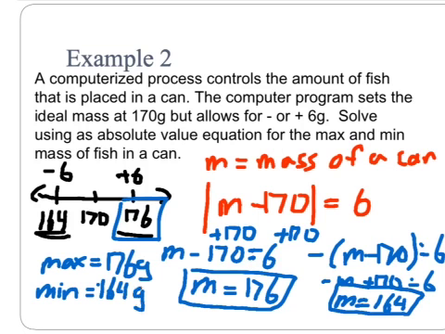Okay, so that's just another example. This one we had to come up with our own absolute value, but really not that difficult. Now let's just continue on looking at some more examples.